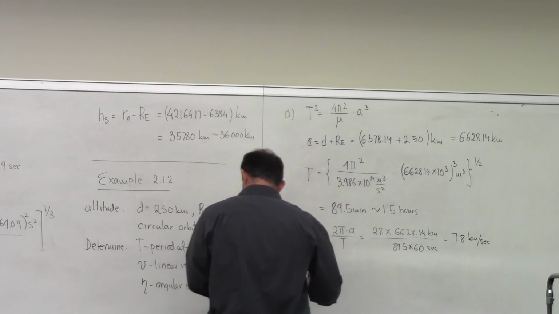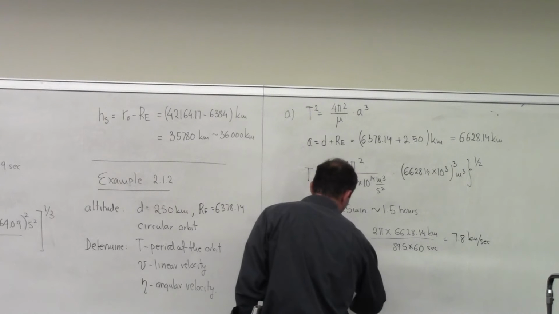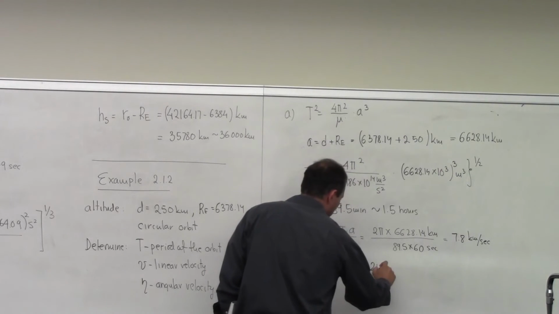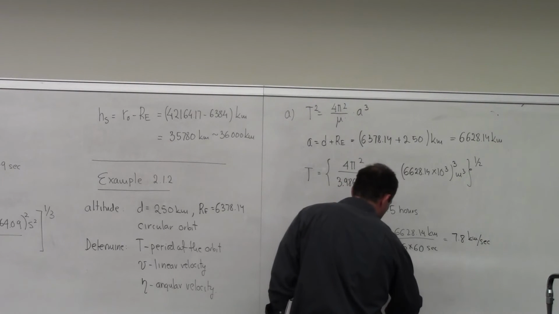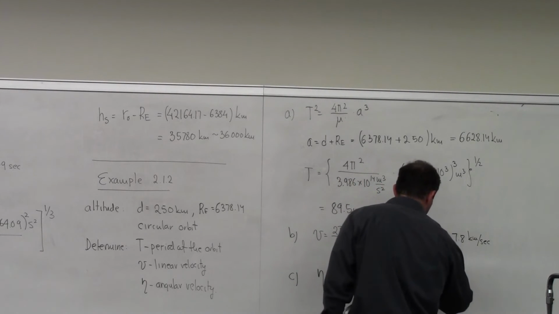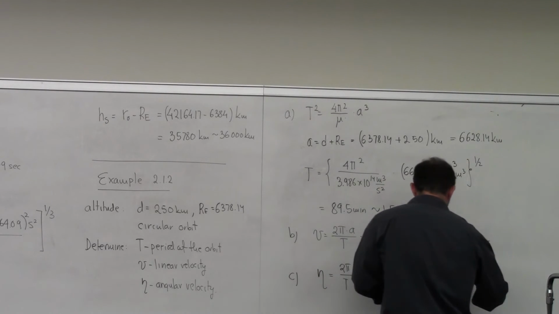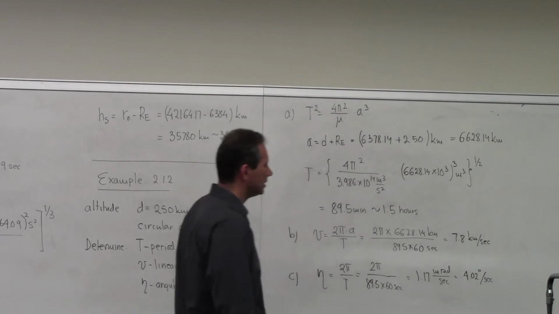And then the last calculation here, what's the angular velocity? Angular velocity is going to be 2 pi over T. So it's going to be 2 pi divided by 89.5 times 60 seconds. So this ends up being 1.17 milliradians per second, which is approximately 4.02 degrees per second.